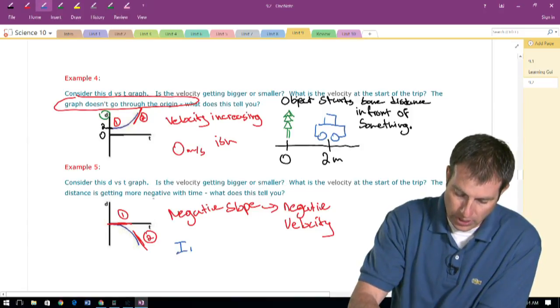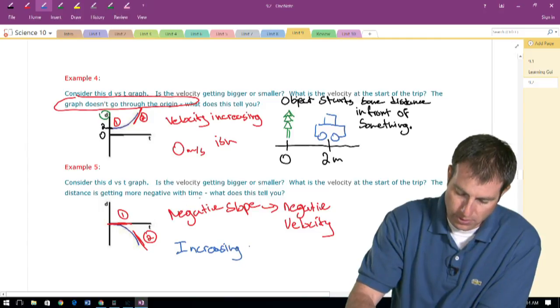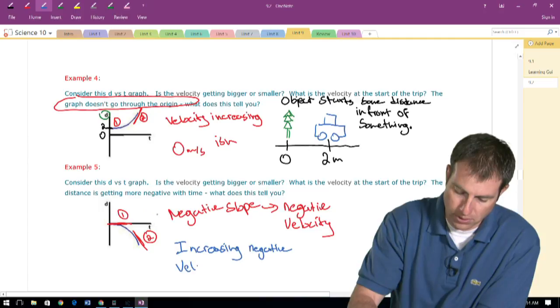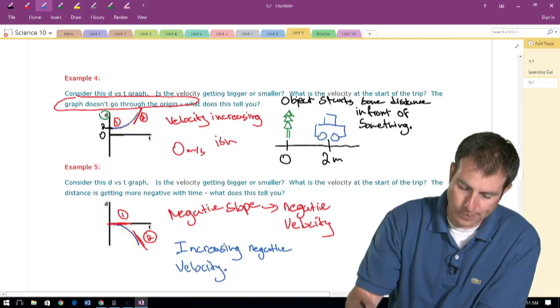I guess I could write it down. Increasing our negative velocity. All right.